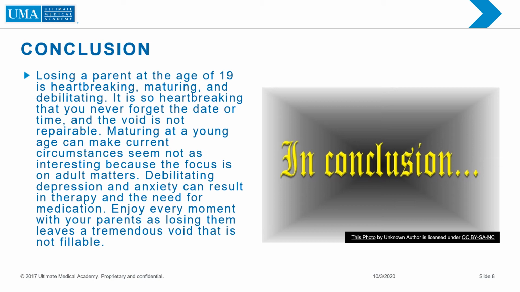So, losing a parent at the age of 19 is heartbreaking, maturing, and debilitating. It is so heartbreaking that you never forget the date or time, and the void is not repairable. Maturing at a young age can make current circumstances seem not as interesting because the focus is on adult matters. Debilitating depression and anxiety can result in therapy and the need for medication. Enjoy every moment with your parents, as losing them leaves a tremendous void that is not fillable.